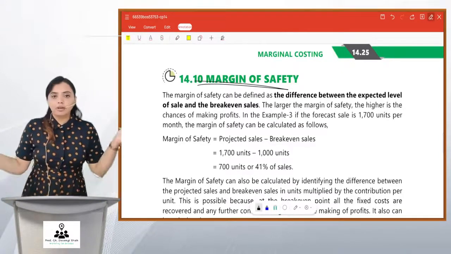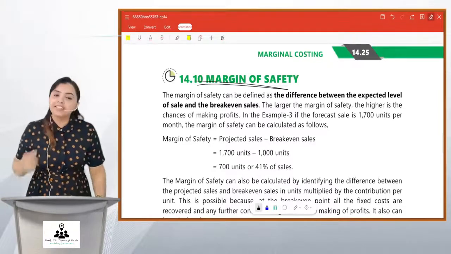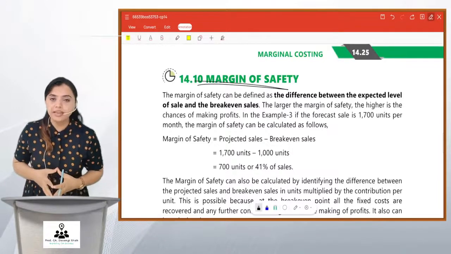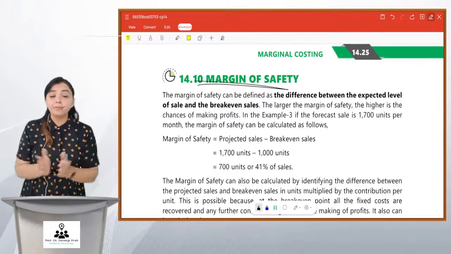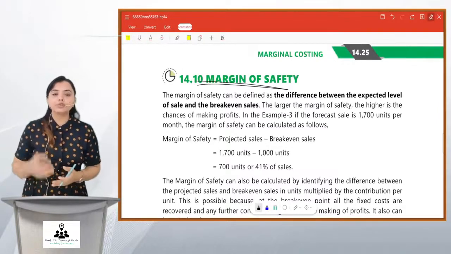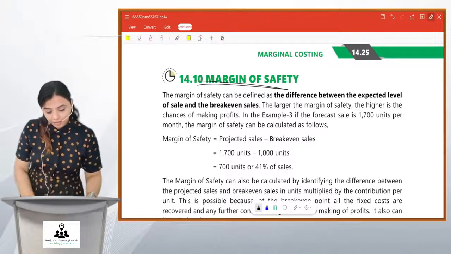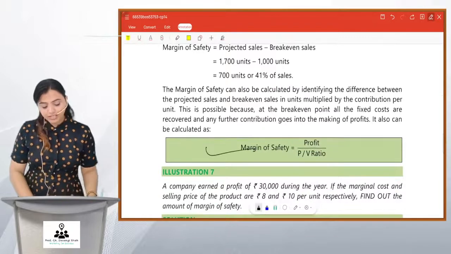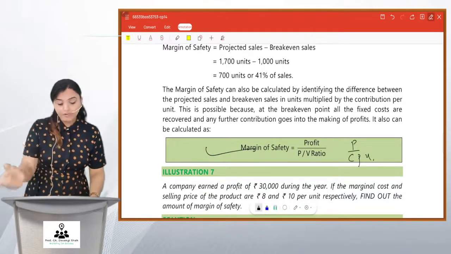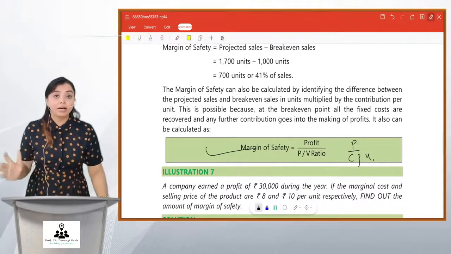But that doesn't mean manufacturer will do that much sale only. Of course, his sales will go beyond BEP. And that sales beyond BEP are nothing but margin of safety sales, friends. So how do you find margin of safety? Very simple. Total sales minus break-even sales. That is margin of safety. Or you can do profit upon PV ratio or profit upon contribution per unit. It will be profit upon contribution per unit to get in units or profit upon PV ratio to get in value. So friends, these are the formulas for calculating margin of safety.